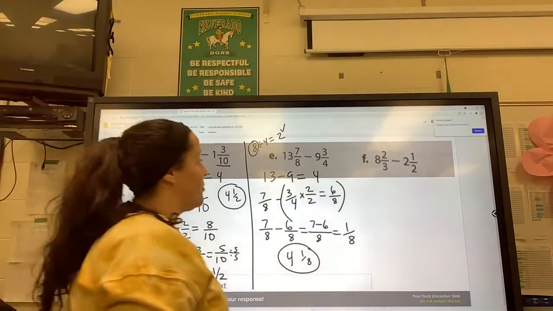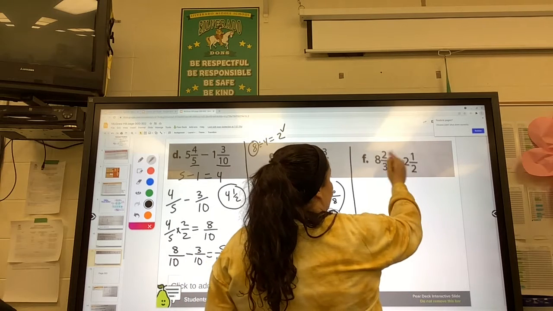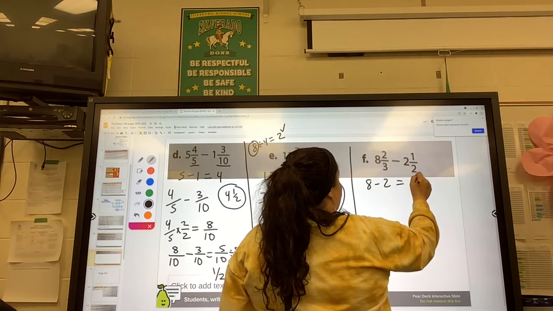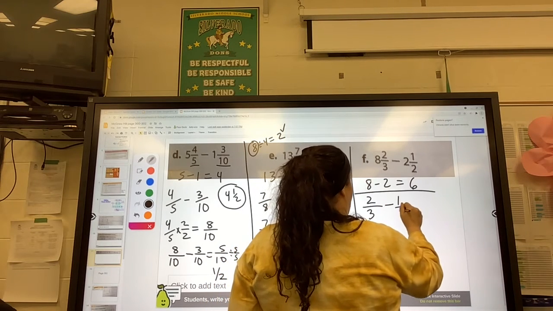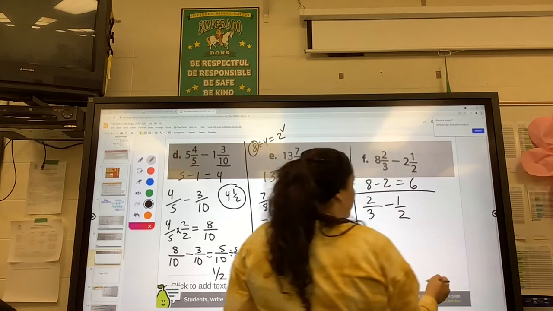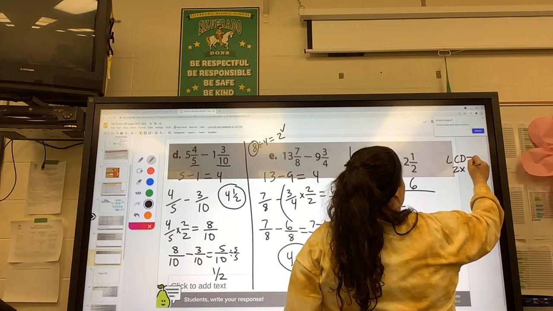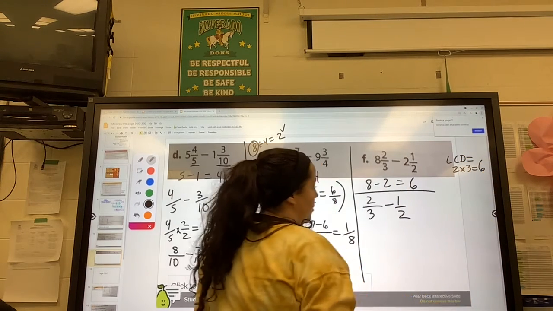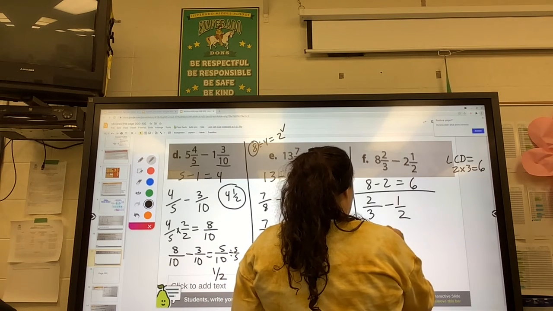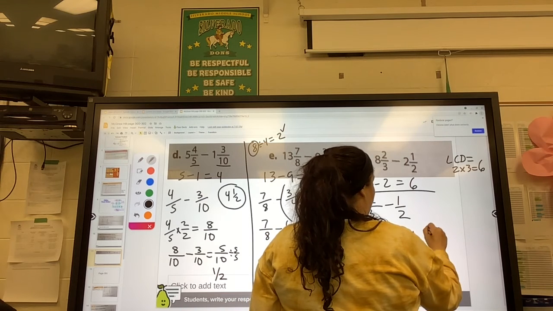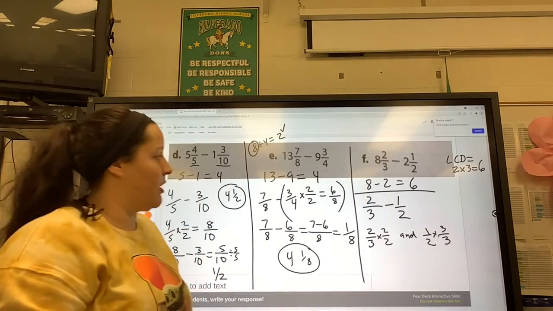For the last problem, you're going to have to convert both to fractions that are over 6. So first, if you just take 8 minus 2, you're going to get 6. And then you have to solve 2/3 minus 1/2 by converting both to common denominators. Well, the least common denominator, 2 times 3 equals 6. So you're going to have to change these to fractions over 6. 2/3 times 2 over 2, and 1/2 times 3 over 3. And then you can finish up with your subtraction from there.